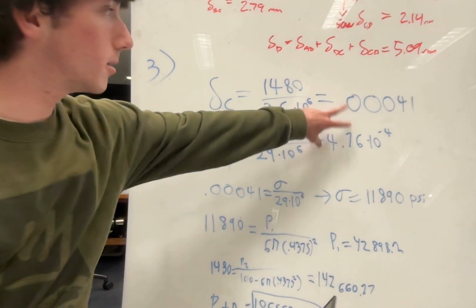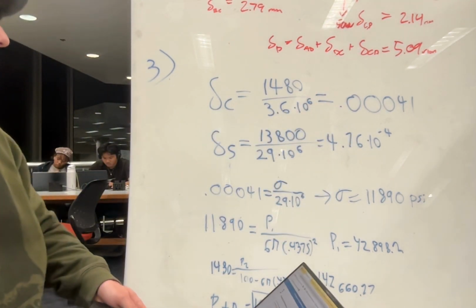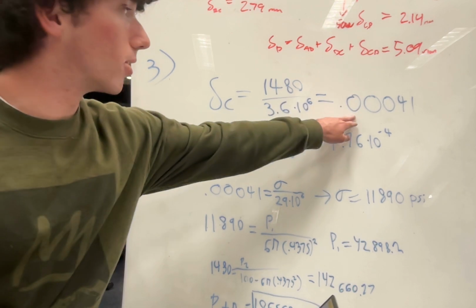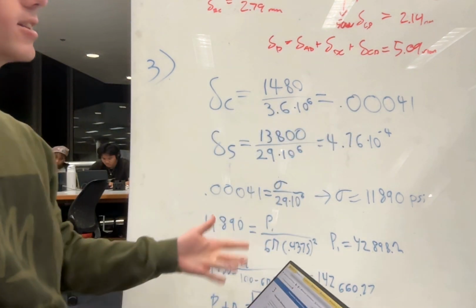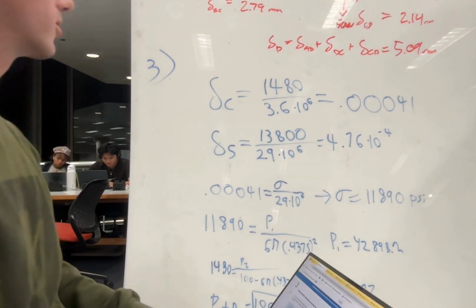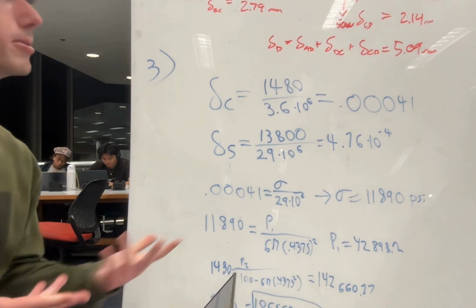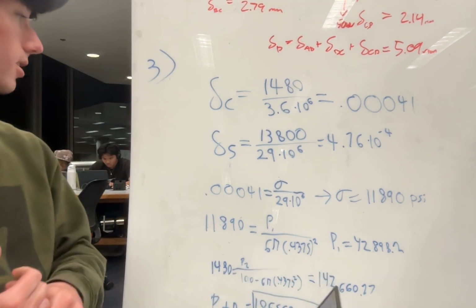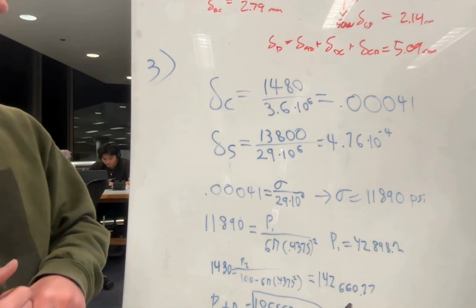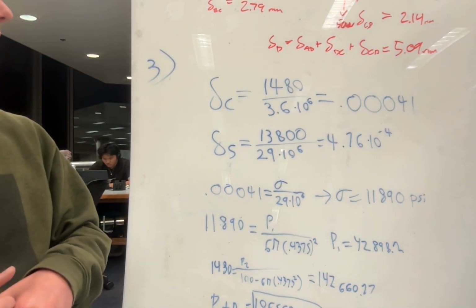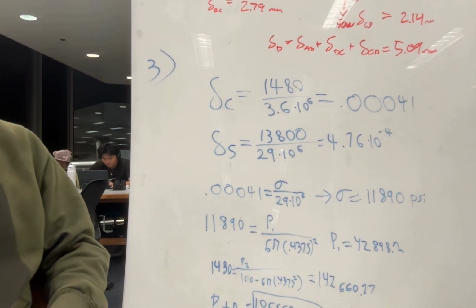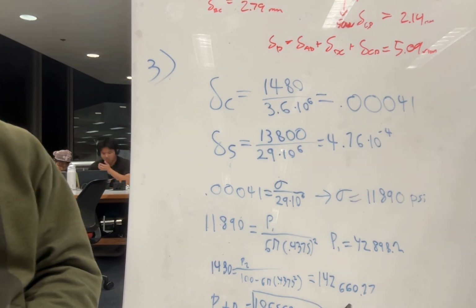Keep these in mind, both very small numbers. But this one is smaller, so that one's more important because we're trying to find the maximum. We have to find which one breaks first. Essentially, the concrete will fail before the steel, which makes sense if you think about the material properties. Even though it looks bigger, size does not always matter.